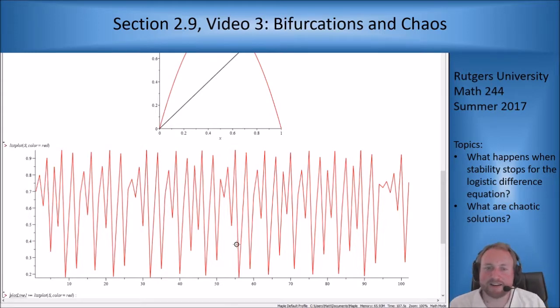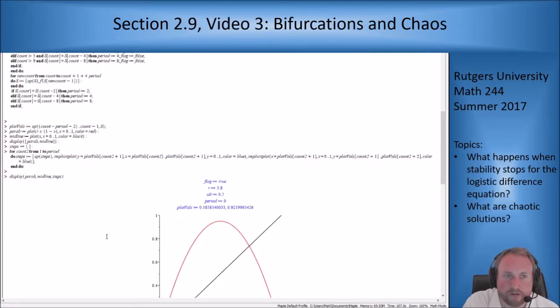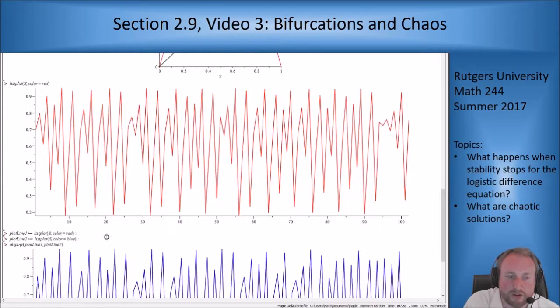Chaotic stuff. The idea is it's oscillating up and down, but it's really random in how it does it. It's not really predictable how it's doing everything and where it's going. It just jumps up and down at random times. And now this is my initial condition of 0.7. So I'm going to save that for a second.